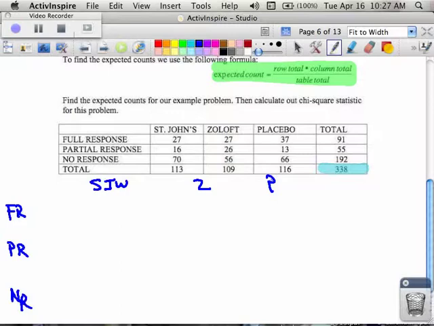So as I find these different things, if I look at, for example, St. John's wort, and I was talking about its full response, I'm looking at St. John's wort one way, and then the full response the other way. So I'm looking at the 91 and the 113, and then the blue number.